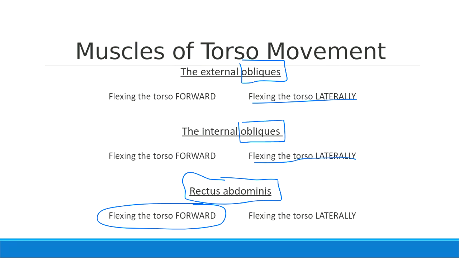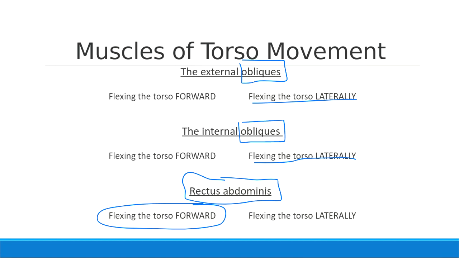So we just have to memorize, because there's not really a general rule for them, that my oblique muscles help my torso to go side to side, help me to bend over, back and forth, those sideways crunches, right? And then rectus abdominis helps me to do crunches, the normal crunches, forward and backwards.